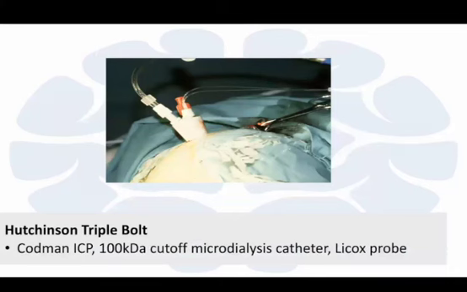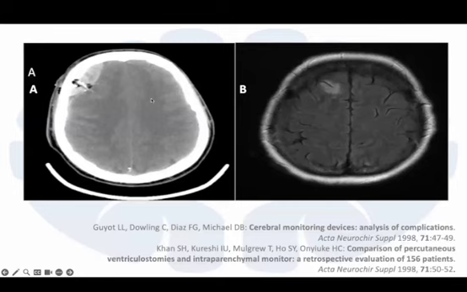And then there are more sophisticated types of measurement. This is the Bolt from Peter Hutchinson in Cambridge, where basically with only one hole there is the possibility to measure ICP, PbtO2, and to do the microdialysis. Why did I say that there are no doubts regarding the type of monitoring? Because a lot of authors have studied non-invasive ICP methods. I'm one of them, so I can tell you that it's a very fascinating topic because ICP is invasive.